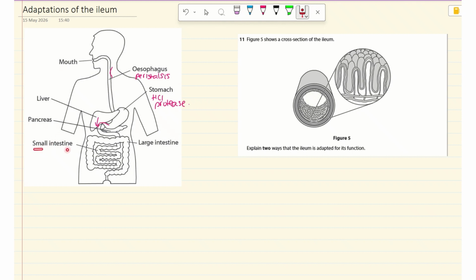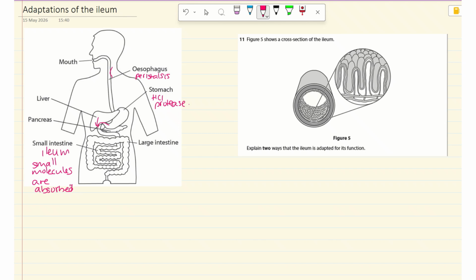The small intestines, this is the ileum. Okay, this is the ileum. And it's relatively long. And this is where food is absorbed. So the small molecules that we have now, our small molecules of food, our broken down food, are absorbed. And that is the job of the ileum.